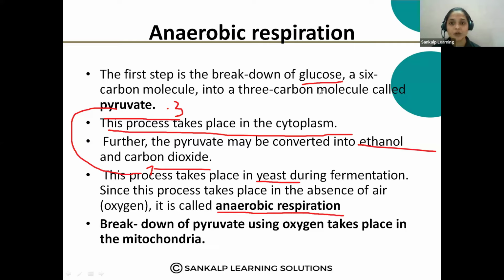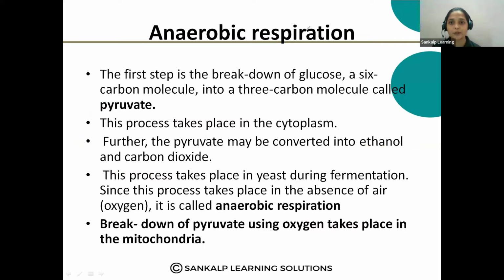So the first step is the breakdown of glucose into pyruvate in the cytoplasm, and the pyruvate converts into ethanol and carbon dioxide, and energy is also released in this process. For this process, there is no requirement of oxygen, so it is called anaerobic respiration, right? This breakdown of pyruvate into ethanol and carbon dioxide takes place in the mitochondria. Okay, so this is anaerobic respiration. I hope this topic is clear. Anaerobic respiration means oxygen is not required for the breakdown of glucose.